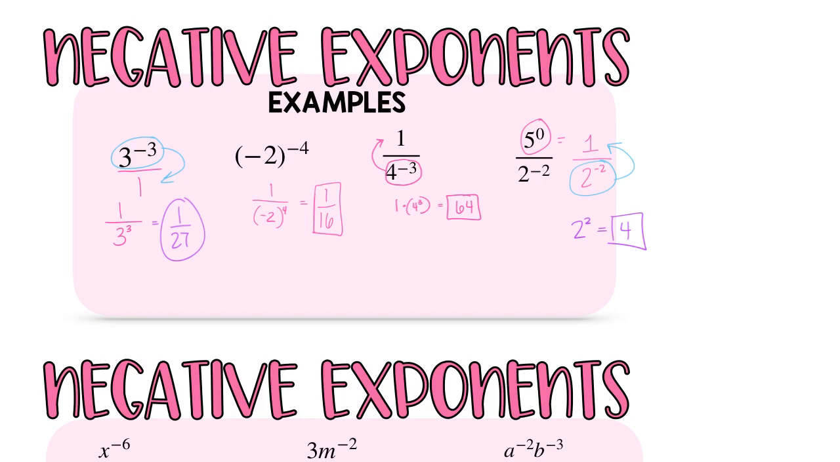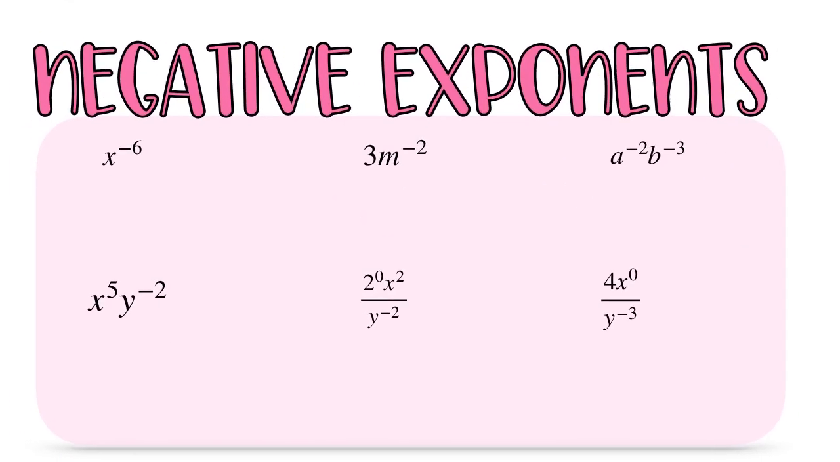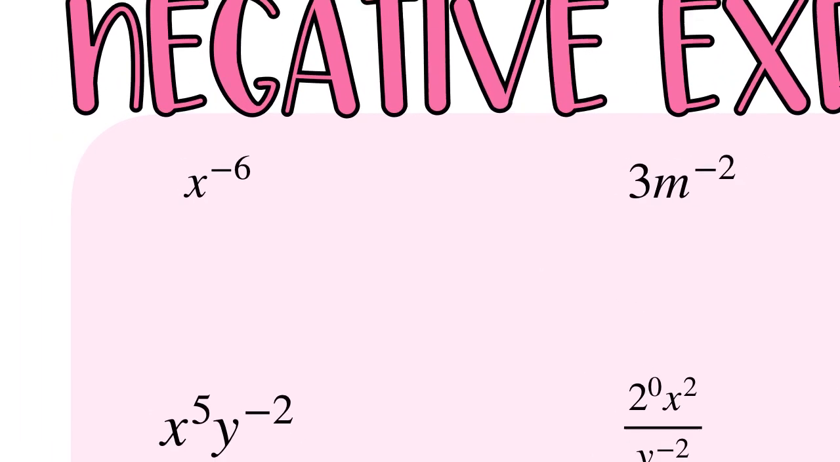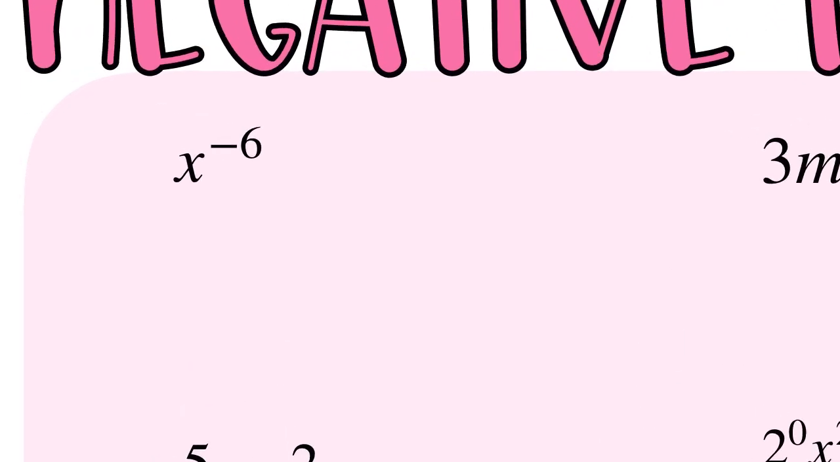All right, so now let's do some examples that have variables. So on the first one, x to the negative 6, we're just going to put it on the bottom of the fraction. So that would be 1 over x to the positive 6.